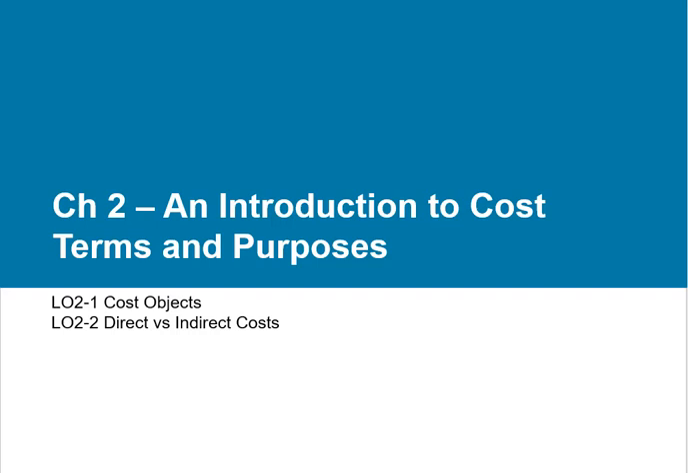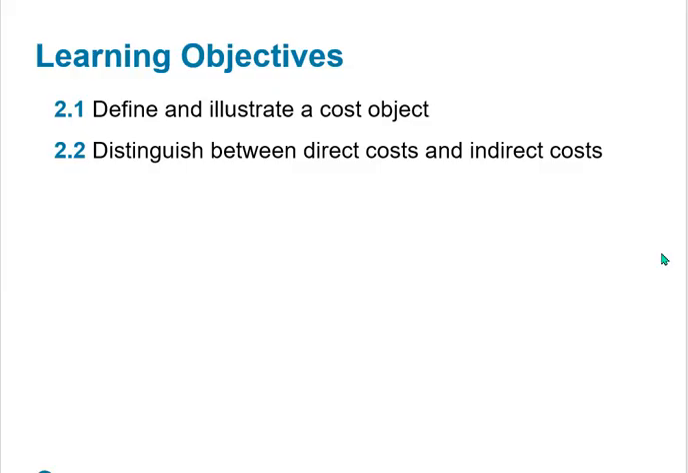Okay, Chapter 2, Introduction to Cost Terms and Purposes. In this presentation, we'll look at cost objects and then review everything about direct versus indirect costs. Okay, first, to define and illustrate a cost object, and second, to distinguish between indirect costs and direct costs.